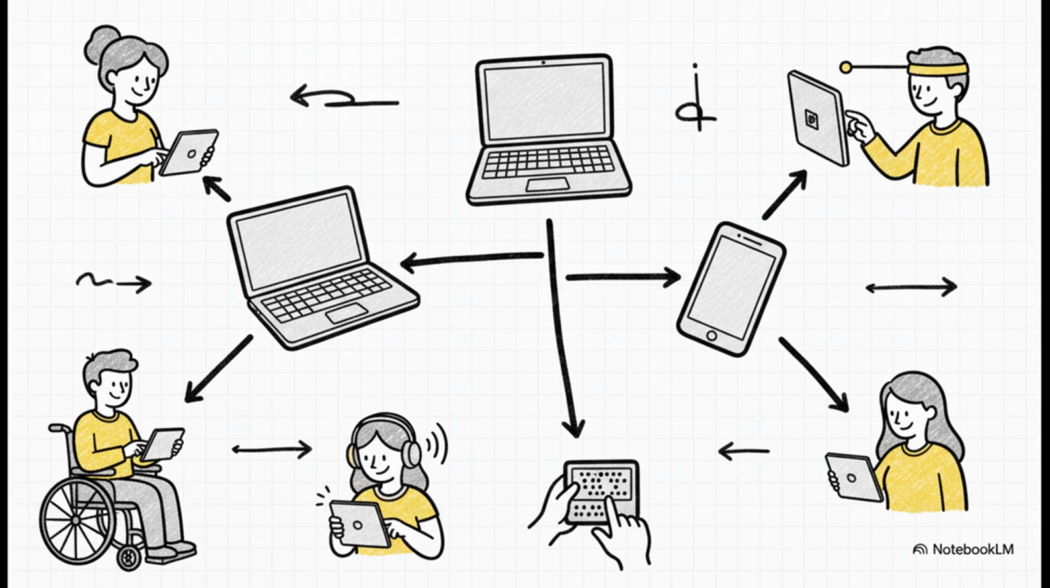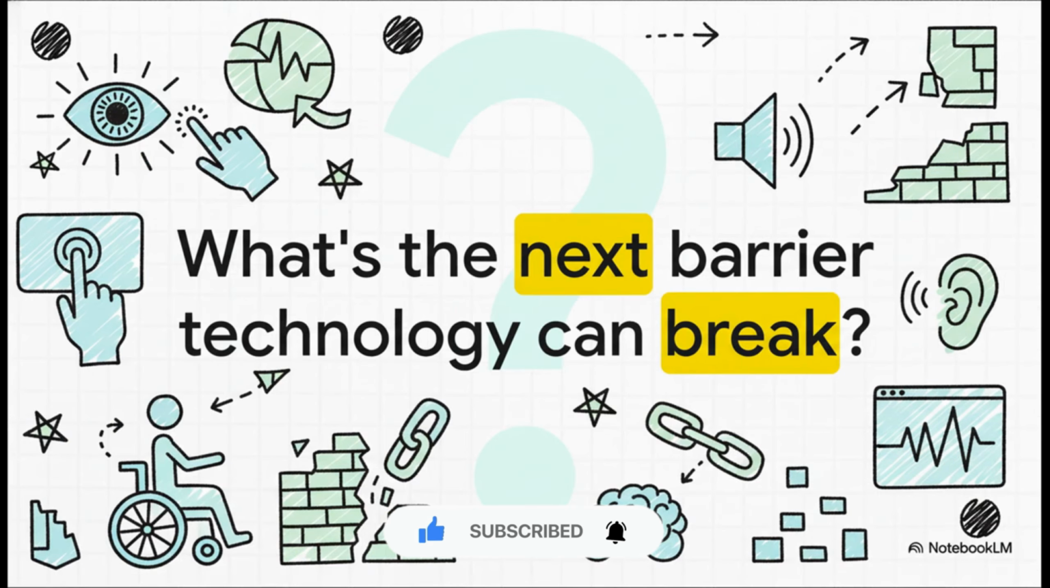By creating tools for the widest possible range of human abilities, we don't just help those with disabilities. We end up creating a more flexible and innovative digital world for all of us. And that brings us to one last thought. We've seen technology conquer these incredible barriers of sight, of touch, and of mobility. So it really makes you wonder, what's the next barrier technology will break?